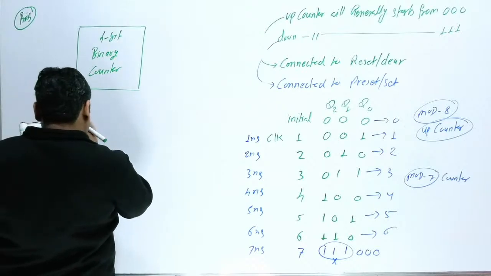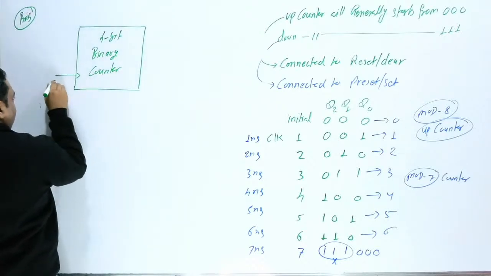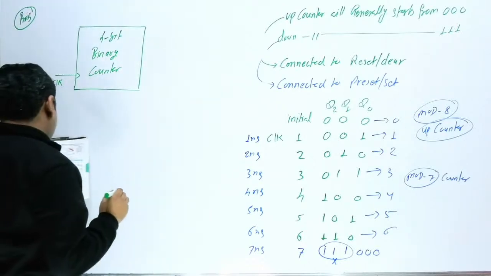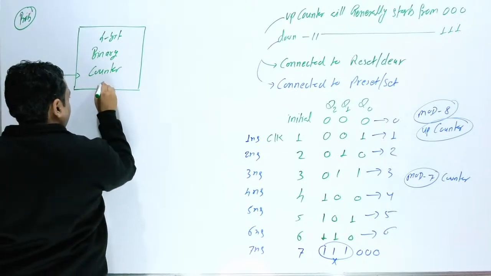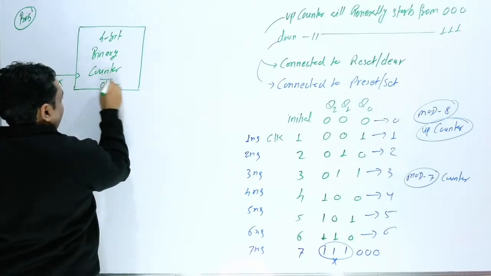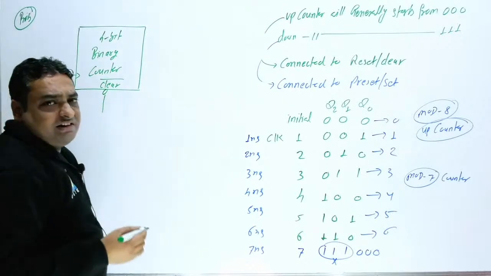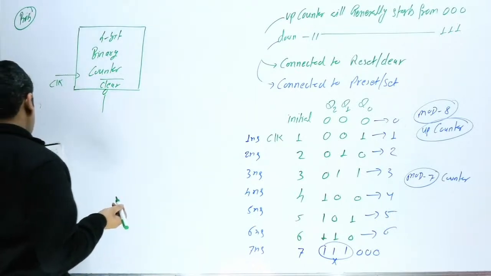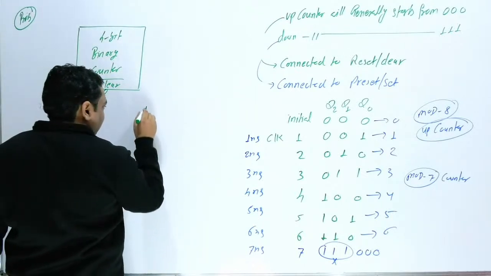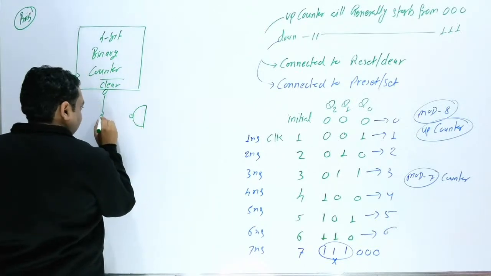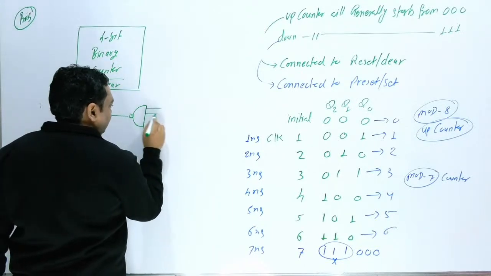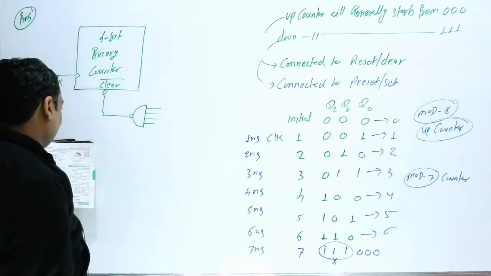Here this is the clock, an edge triggered clock, and here this is one clear. So the examiner can use either clear or reset. This is connected with a NAND gate. This NAND gate has 4 inputs: 1, 2, 3, and 4.